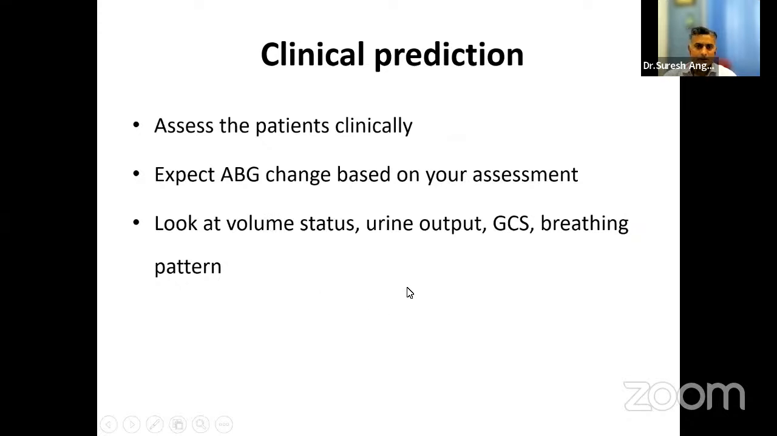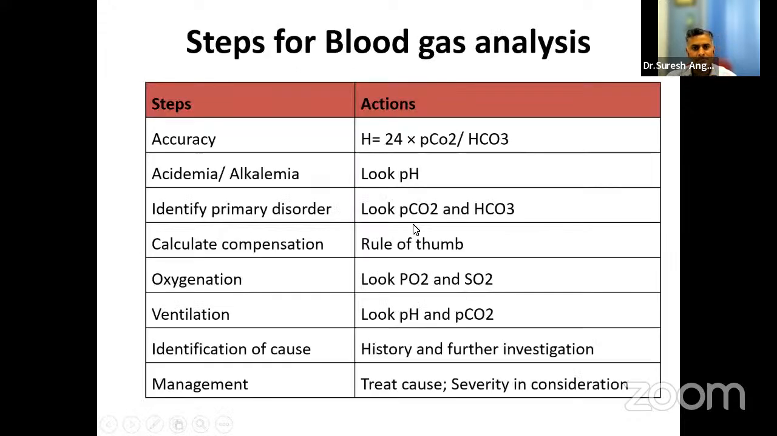So the clinical status of the patient also guides us toward the interpretation of blood gas analysis. We should assess the patient clinically first. We should know what the patient status is, and then based on the status, we should expect beforehand what we are going to see in the blood gas. Look at the volume status, urine output, GCS of the patient, and breathing pattern before looking at a blood gas. So these are the basic steps.